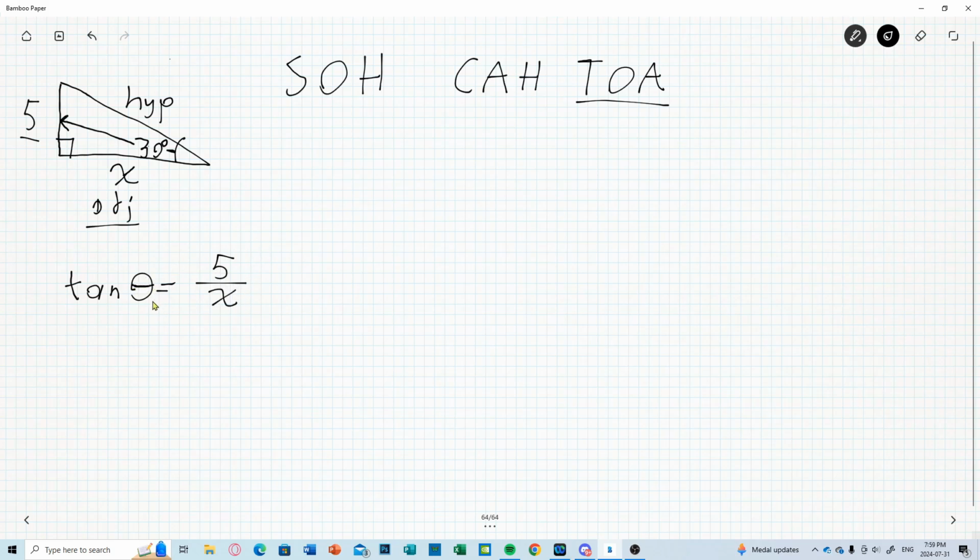Now, we already know the angle. This theta, we can actually fill in this time to make it tan of 30 is equal to 5 over x. But you're saying we can't do the inverse this time because we have the x there. We don't know what that is. We're trying to find it. So what we can do is, there's a rule that whatever you do to one side of the equation, if you do it to the other side of the equation, it's allowed.